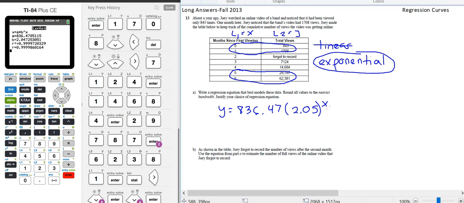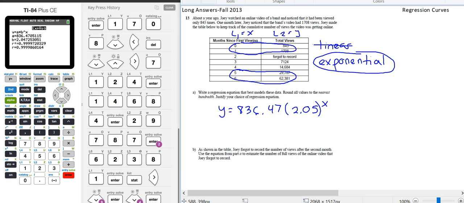This is our exponential regression equation, and we have to justify why we chose that regression equation, because the rate of change between consecutive points was not equal. Part B. As shown in the table, Joey forgot to record the number of views after the second month. Use the equation from Part A to estimate the number of full views of the online video that Joey forgot to record.